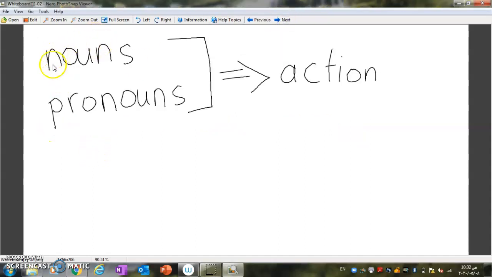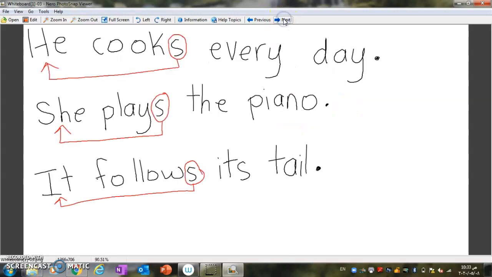Now, a subject could be nouns or pronouns. Nouns like the girl, the boy, the teacher, the wall, the bed, the plant. And the pronouns for subjects are I, you, he, she, it, we, and they. Now, these nouns and pronouns as subjects should agree with the action they are doing, with the verb that they are doing. Let's see some examples.